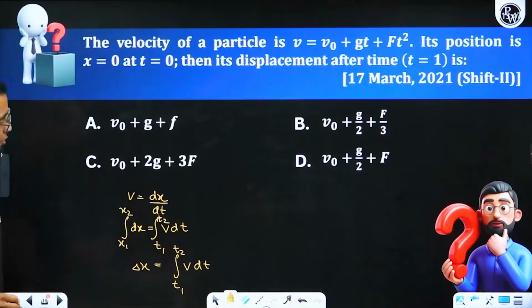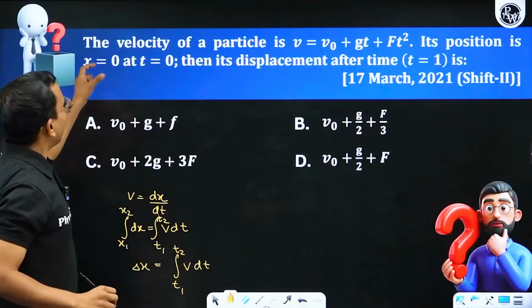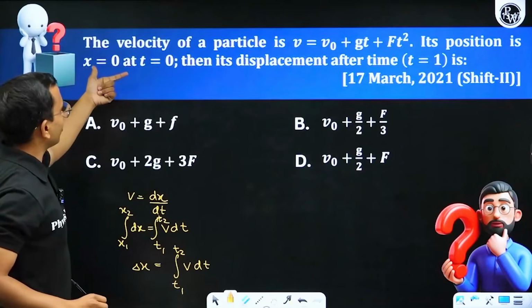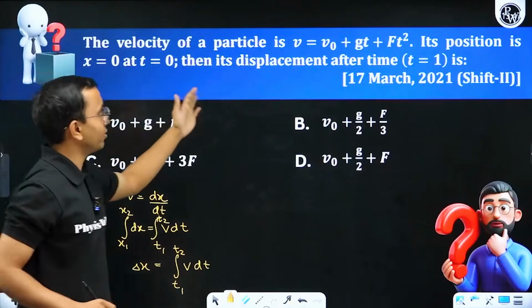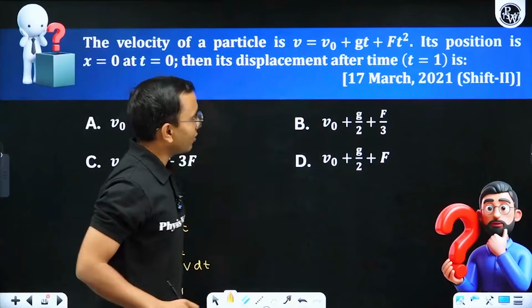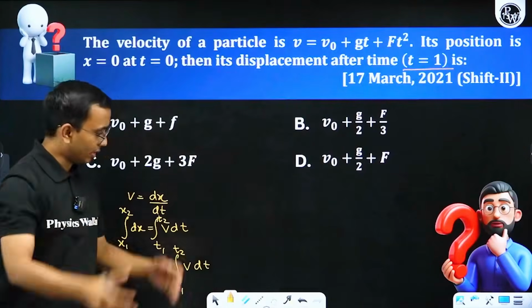This is what you need to do. Now v is given to us, and also its position at t equals 0 is given, that is x equals 0, and the displacement after t equals 1, till that particular instant.